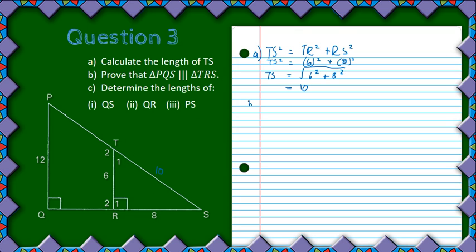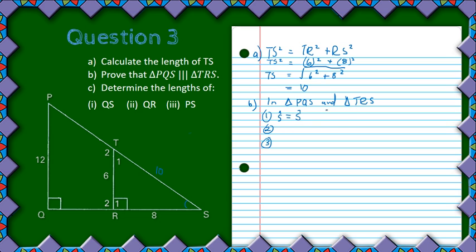Now for B, prove that triangle PQS, this big triangle, is similar to TRS. So TRS is the small triangle. Alright, so first of all, I'm going to say that I'm working in triangle PQS and triangle TRS. Okay. First of all, 3 reasons, and the first reason is quite simple because we know this S is equal to itself, so angle S is equal to angle S.